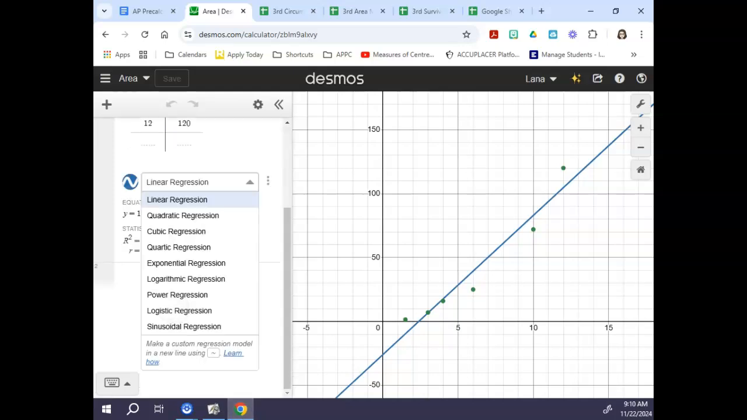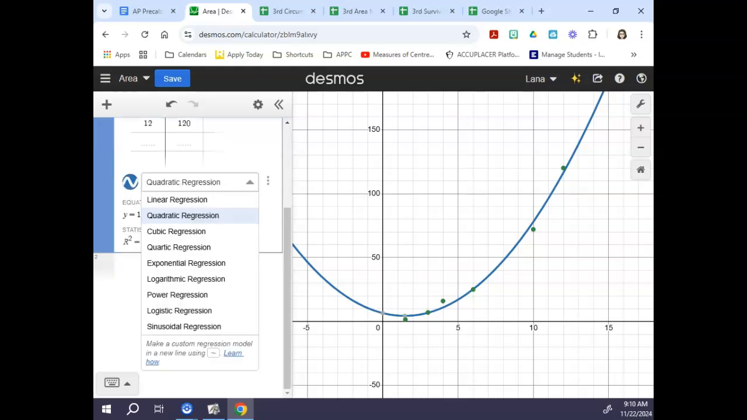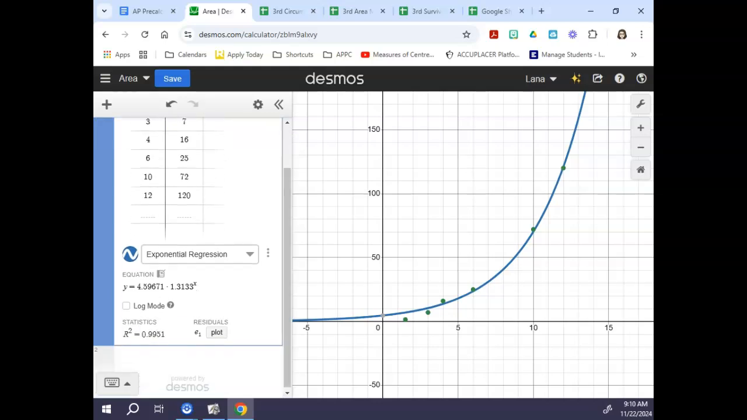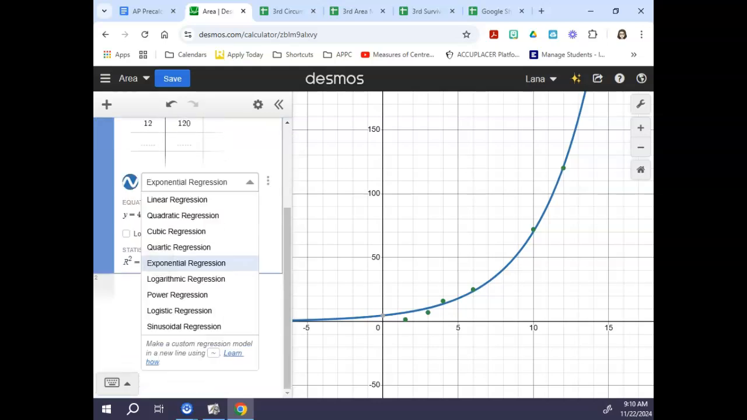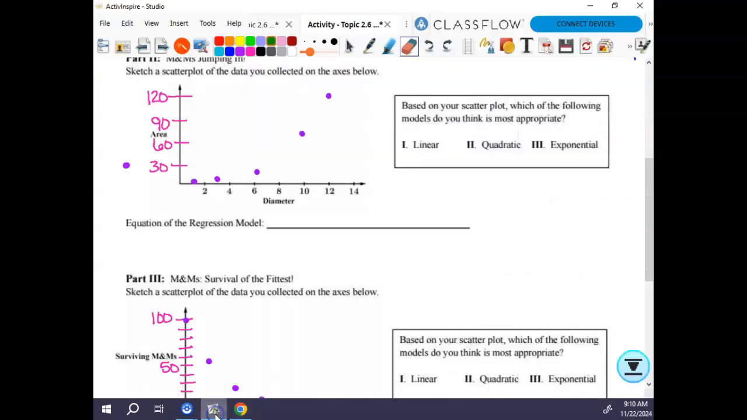So if I do it this way, well, quadratic looks decent. Exponential looks decent, right? If you're just playing around on here, it's kind of hard to say which one's better necessarily. Would you agree with that? Like you're not really sure which one you like better, but we'll see. So how would we know from our data?